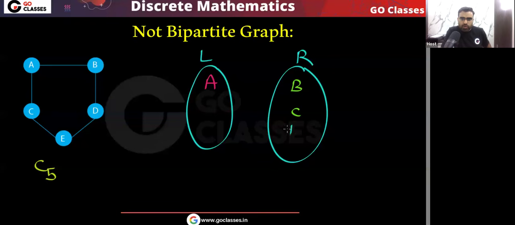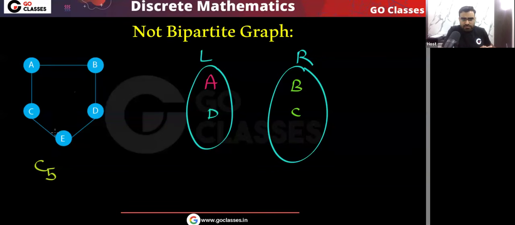Definitely vertex D I cannot put here because you can see there is edge between B comma D. So I cannot put vertex D here. So let me put vertex D here. Now you can see everything is fine because these vertices are non-adjacent. These vertices are non-adjacent. Now where to put E? This is the question. If I put E here, then there is a problem because these are adjacent. So I cannot put E in this part, in this left part. Let me put this E in this part. Now also there is a problem because these are adjacent.